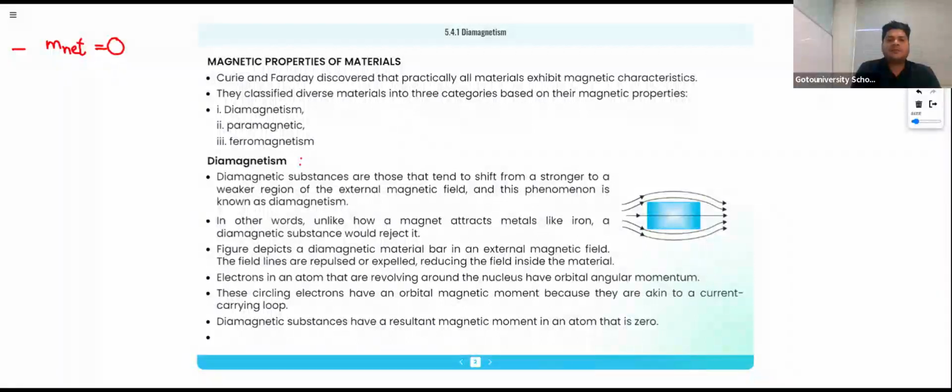What are examples of diamagnetism? The examples for diamagnetism are copper, gold, plastic, etc. First property, net magnetic dipole moment will be 0. What are the examples? Examples are copper, gold, plastic, etc.